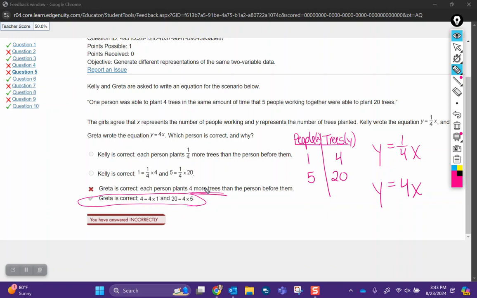Okay, so I guess what you're saying here isn't really wrong, but based on their equation, it wants to know which person is correct in their equation. And so that's why we say Greta, because her equation works for the table in this situation.